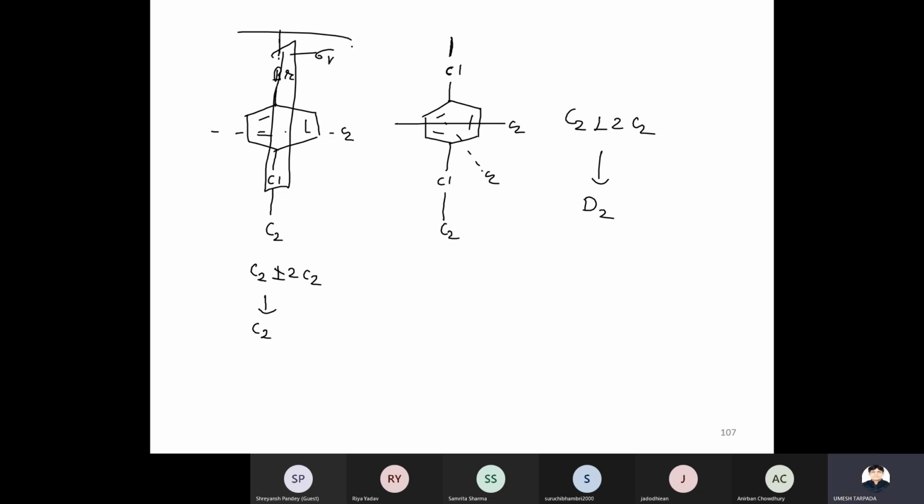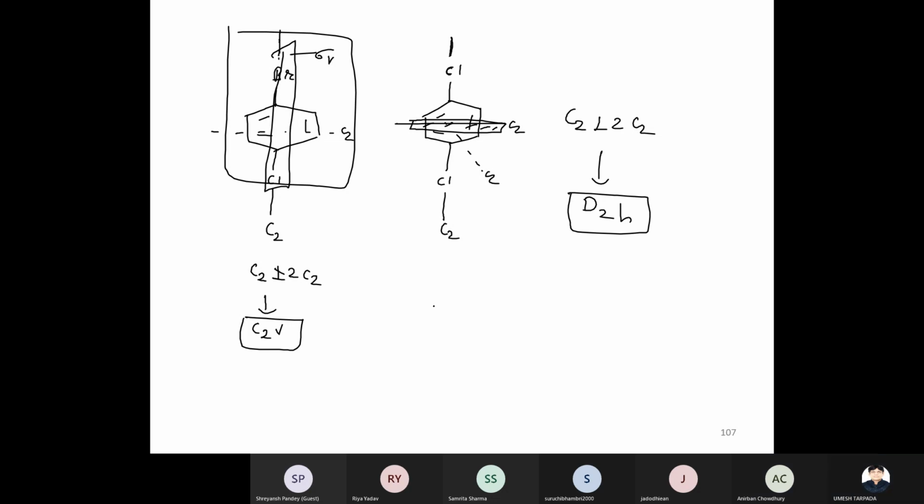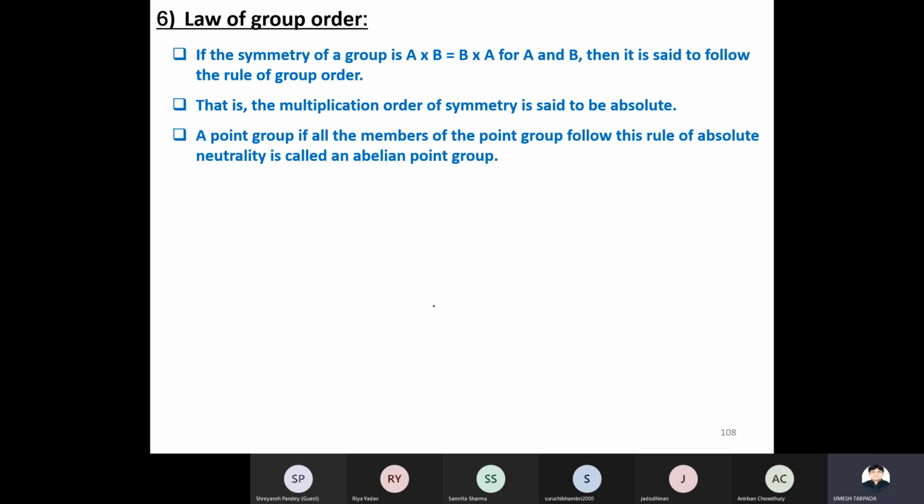So the point group becomes C2v, but here the point group becomes, you can have sigma h also. So it is D2h, good. Okay, so up to here, it is for molecular point groups.